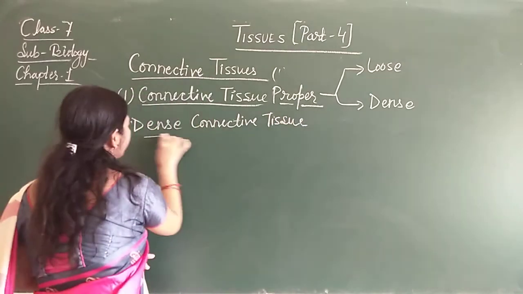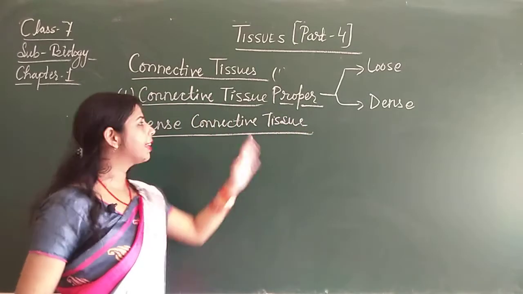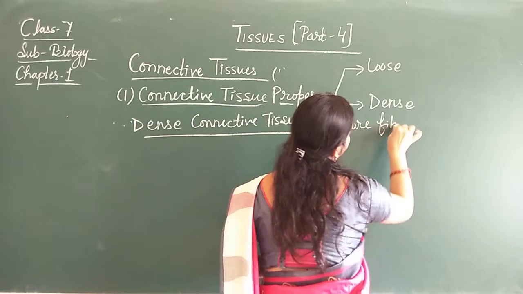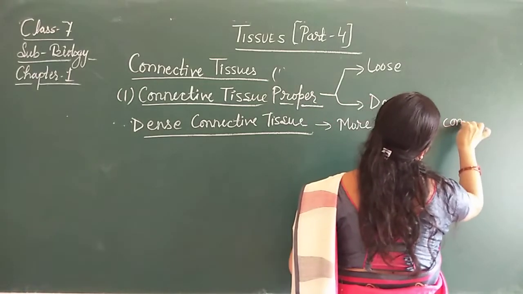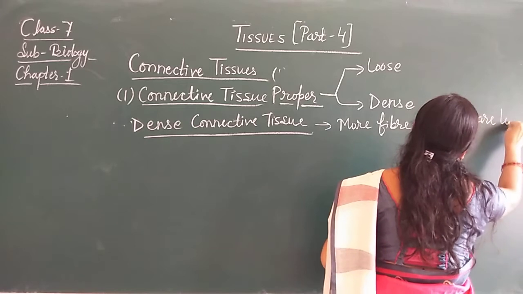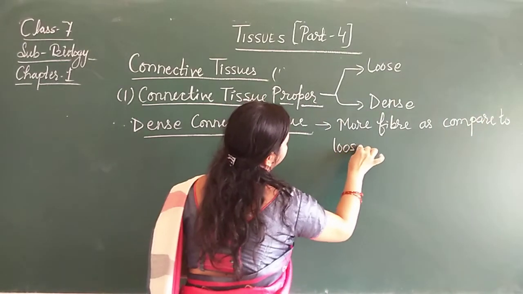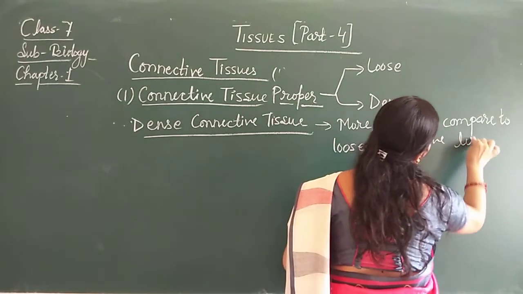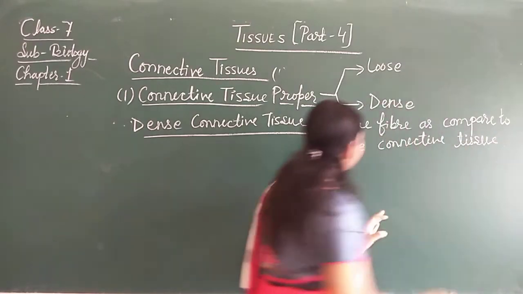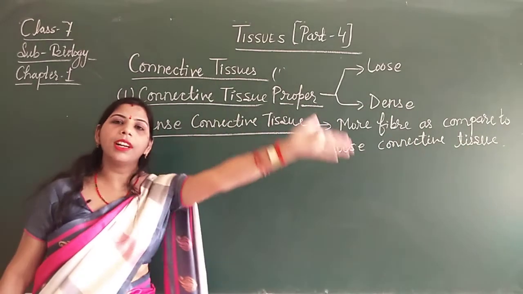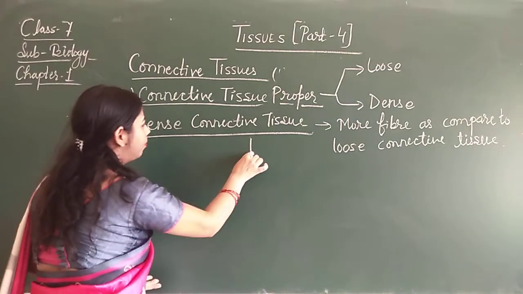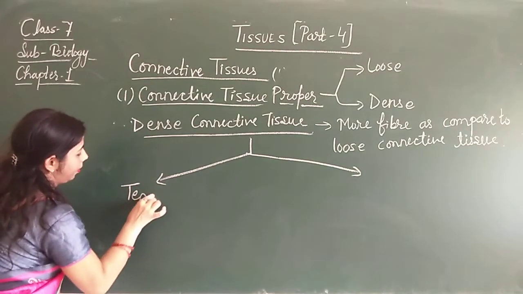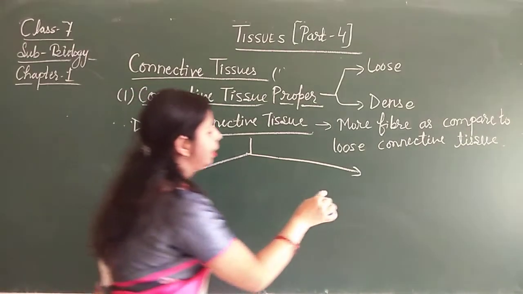In dense connective tissue, there are more fibers as compared to the loose connective tissue. Now, this dense connective tissue is further divided into two: one is the tendons and another is the ligament.